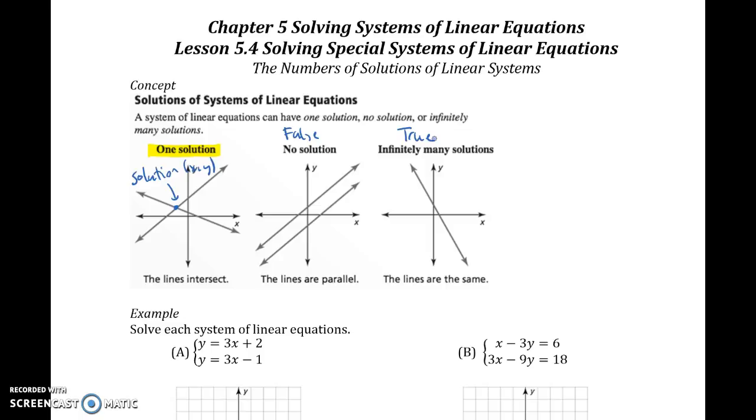So in this case, you can visualize it. If it's false, we have what are called parallel lines. Remember, parallel lines have same slopes. And then infinitely many solutions mean the lines are going to be exactly the same thing, meaning they overlap everywhere.